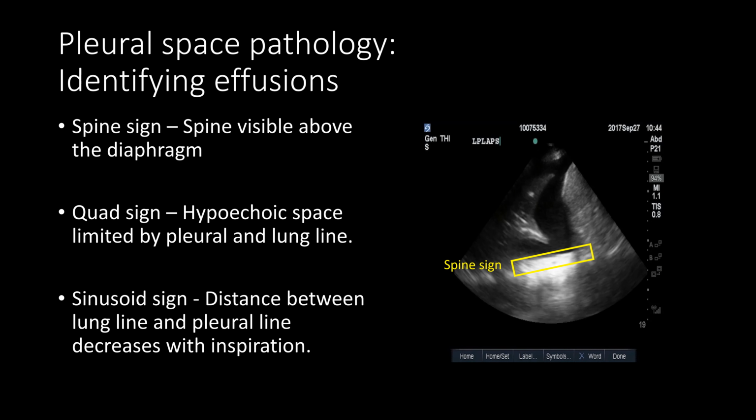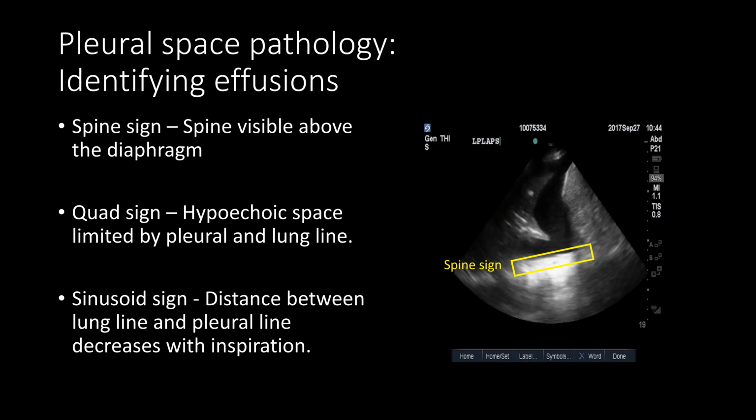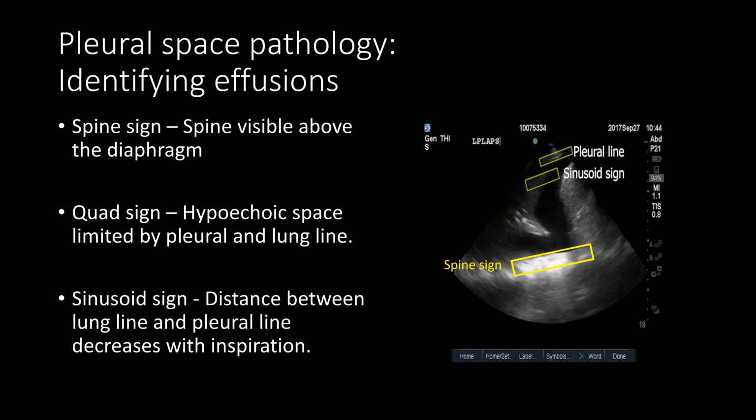The other possible signs that can be seen is the quad sign, in which case we see a hypoechoic space limited by the pleural and lung line, as shown in the video on the right here. And the last sign is the sinusoid sign, and really all this is, we see the distance between the lung and pleural line decreasing with inspiration.